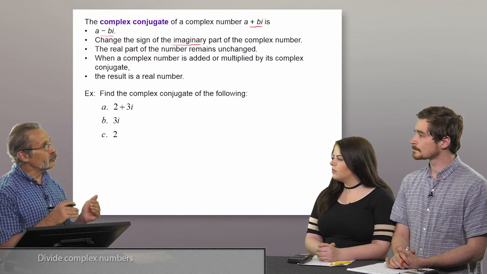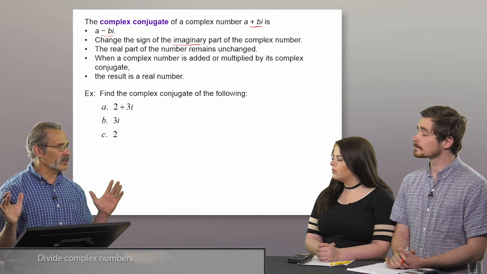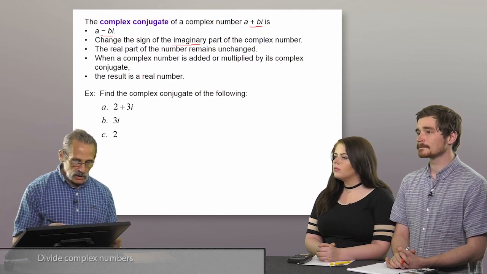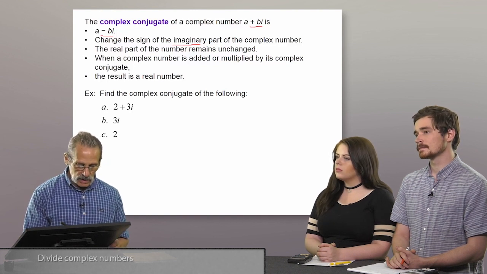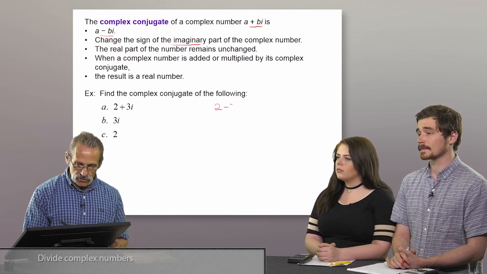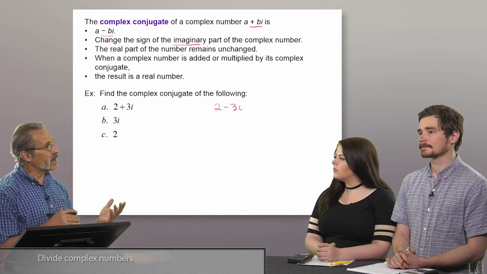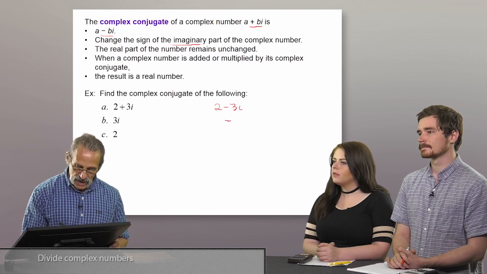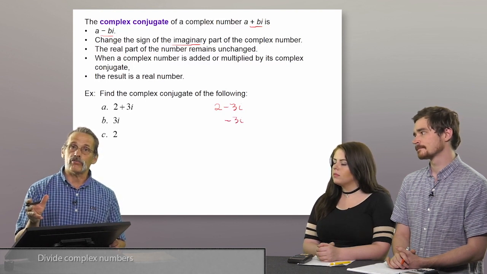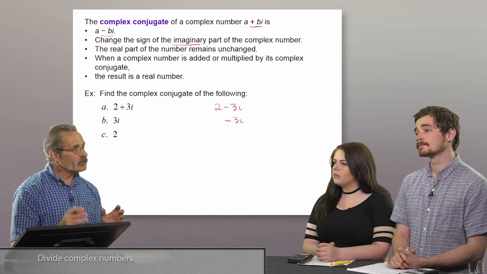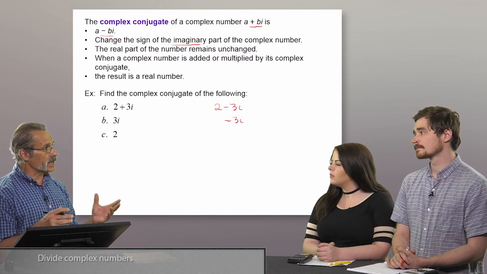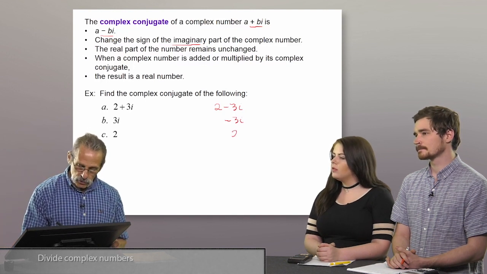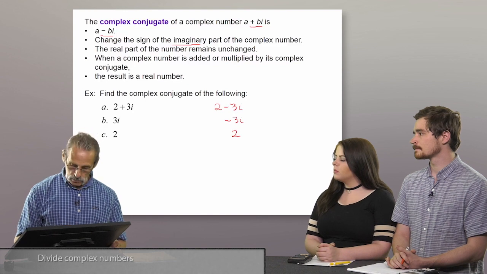So if I took a look at 2 plus 3i and I just wanted to know the complex conjugate, reminding myself I'm just going to change the sign of the imaginary portion, that complex conjugate would be what? It would be 2 minus 3i. Very good. How about 3i? What would the complex conjugate be there? Negative 3i. It's kind of like having 0 plus 3i, and now you write it as 0 minus 3i. How about 2? That's a complex number. It's 2 plus 0i. What would its complex conjugate look like? Just 2, because then you'd have 2 minus 0i, which is just 2.